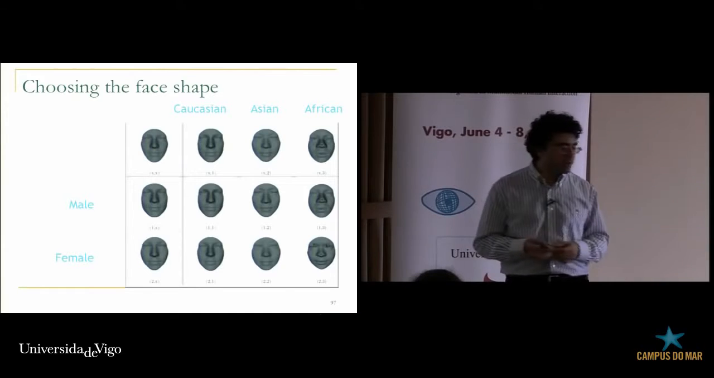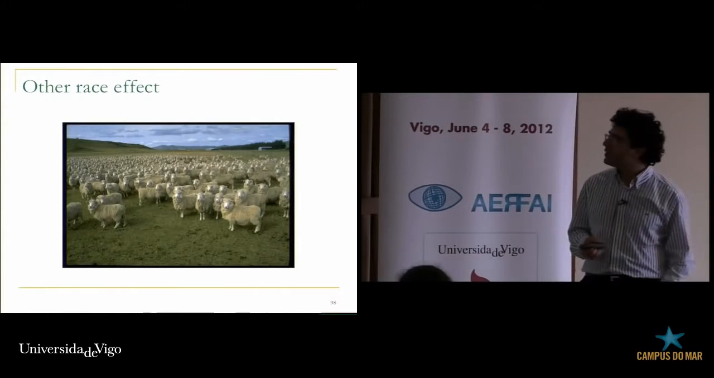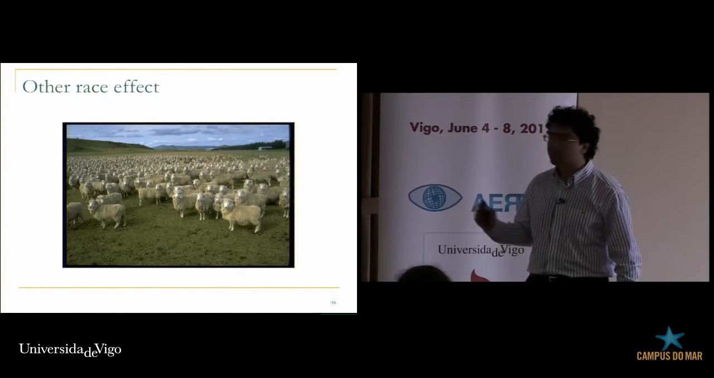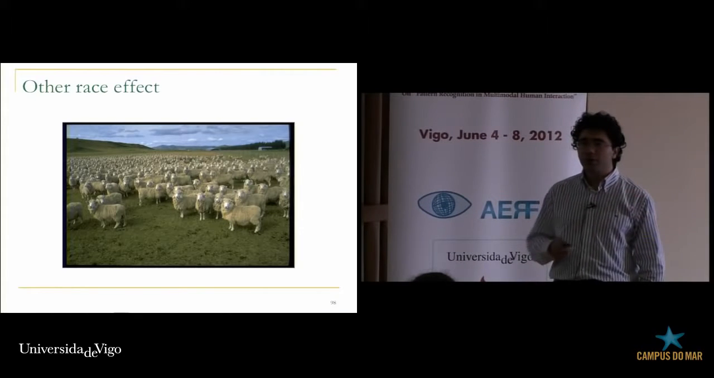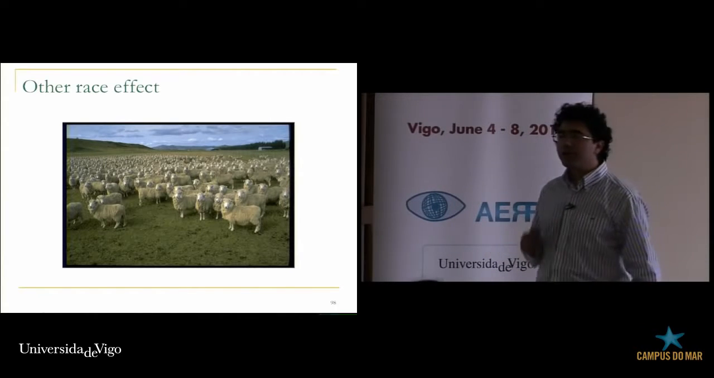Do you know the other race effect? Who knows here the other race effect? Okay. What happens when you look at sheep? Can you tell one sheep from the other? You probably can't. But the herder can do that. And this is what happens to humans.